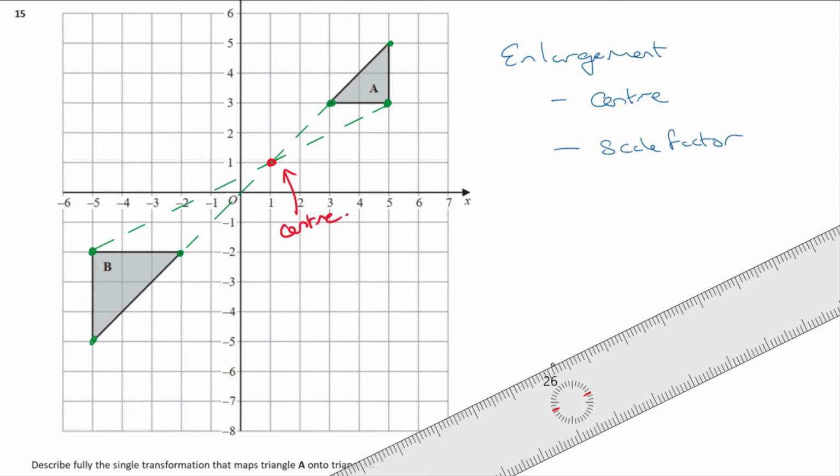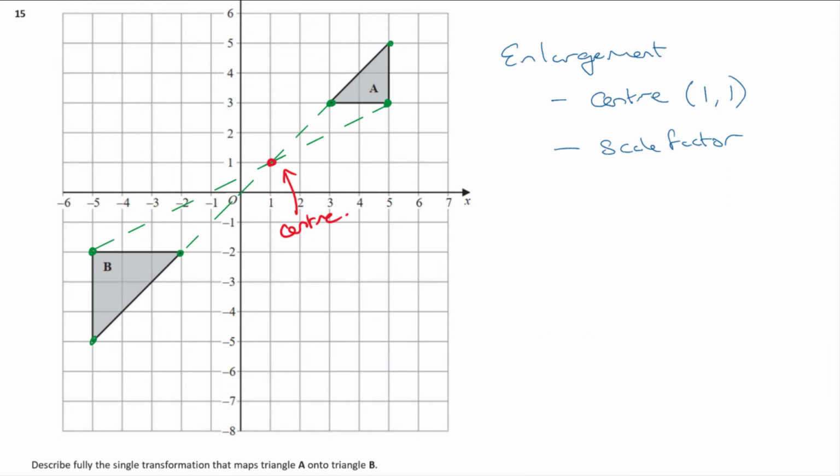Okay, so what is that coordinate? That is the coordinate 1, 1. Okay, so 1, 1. I'm doing good. I've got my second mark. Final mark is the scale factor.